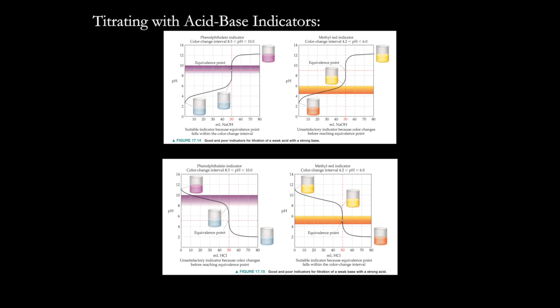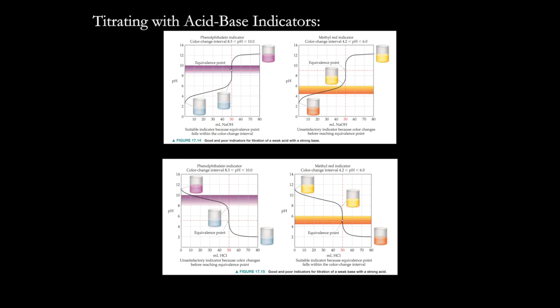Phenolphthalein in reverse: if I start off with a base and I'm adding an acid to it, phenolphthalein is going to be a terrible indicator because, as you notice, the equivalence point is around 5, and that's not within the range at which phenolphthalein is going to turn color. So phenolphthalein is going to turn purple before you even reach your equivalence point, which is the whole point of doing a titration in a lab, figuring out where that equivalence point is.